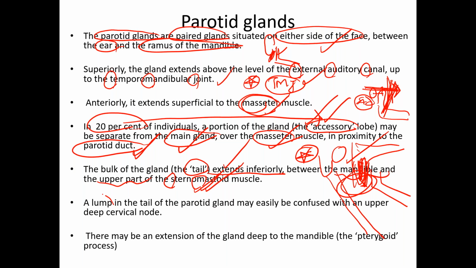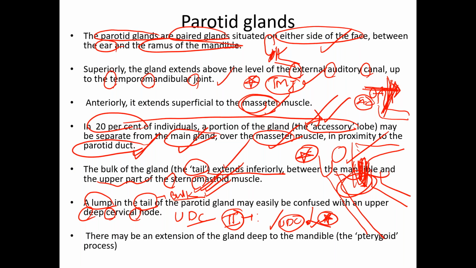That is why a lump present in the tail of the parotid, the bulk of the gland, is easily confused with the upper deep cervical lymph nodes. Where is the upper deep cervical lymph node? If this is the mandible, below and behind the mandible will be the upper deep cervical lymph node. That is the one which is confused with the tail of the parotid. So the upper deep cervical lymph node, or level 2 lymph node, is easily confused with the parotid.